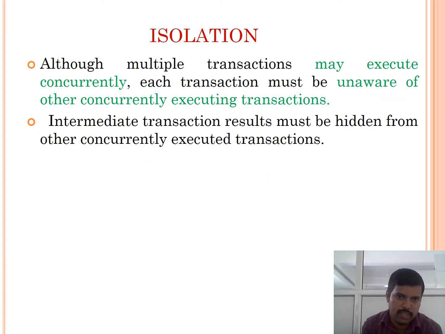Next, we'll move on with isolation. There may be multiple transactions running concurrently. When multiple transactions are running concurrently, each transaction must be unaware of the other concurrently executing transactions, because if it is aware of them, it may produce inconsistent results. So the intermediate transaction result must be hidden from the other concurrently executing transactions.